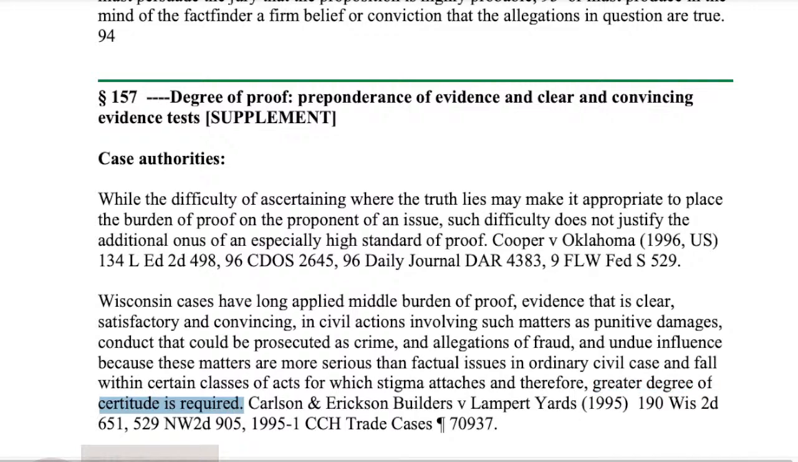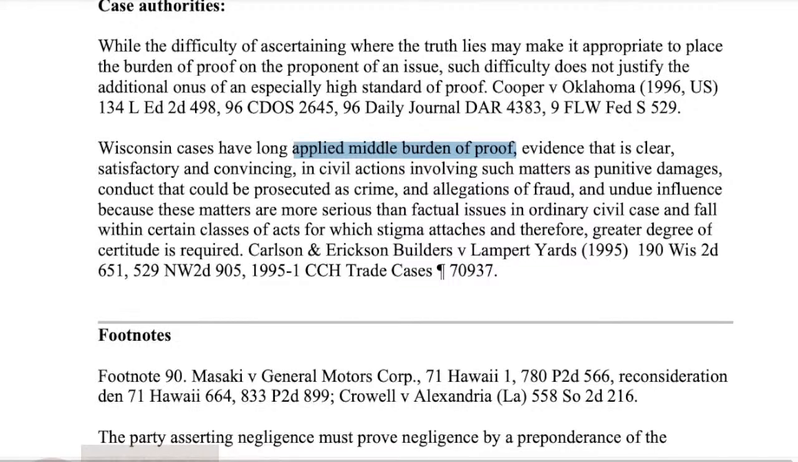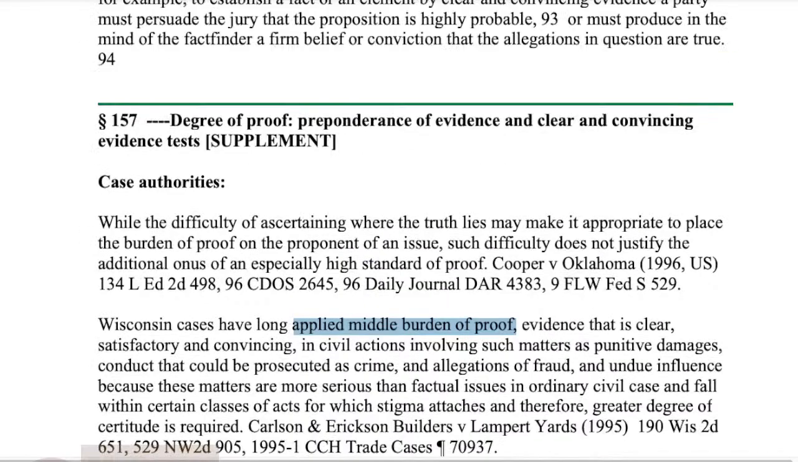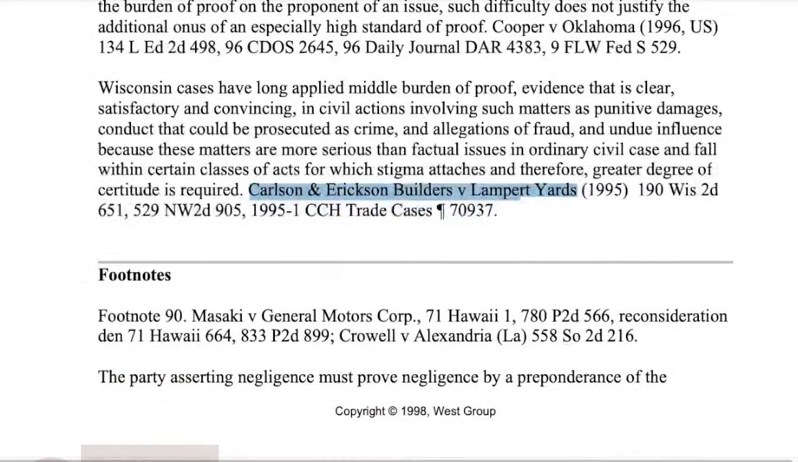Wow, that's incredible. Wisconsin cases have long applied the middle burden of proof. Interesting concept there. And this is from our supplement, and that case is 1995, Carlson and Erickson Builders versus Lampert Yards.